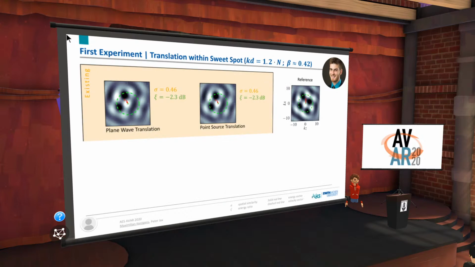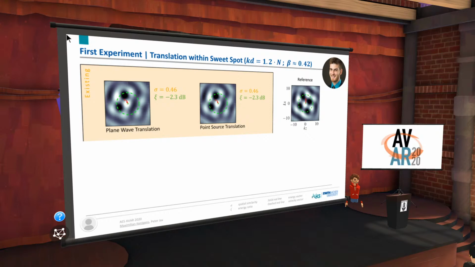Okay, what you see here is the reference signal on the top right, and you can compare it to the plane wave translation and the point source translation method. And the first thing that you notice is that the plane wave and the point source translation method look very similar, with similar outputs.